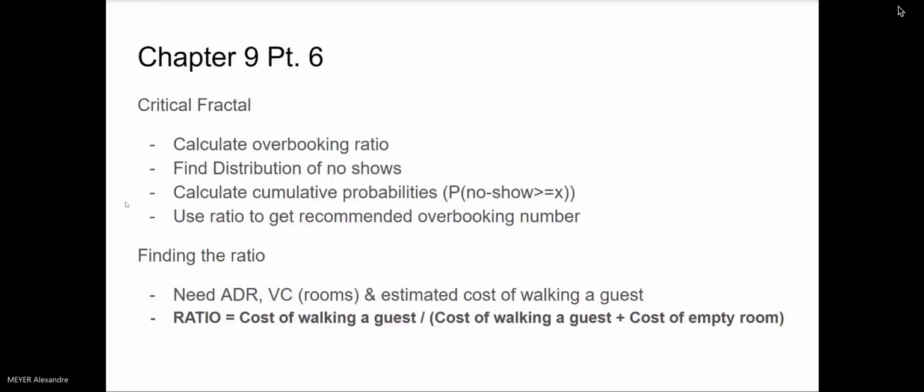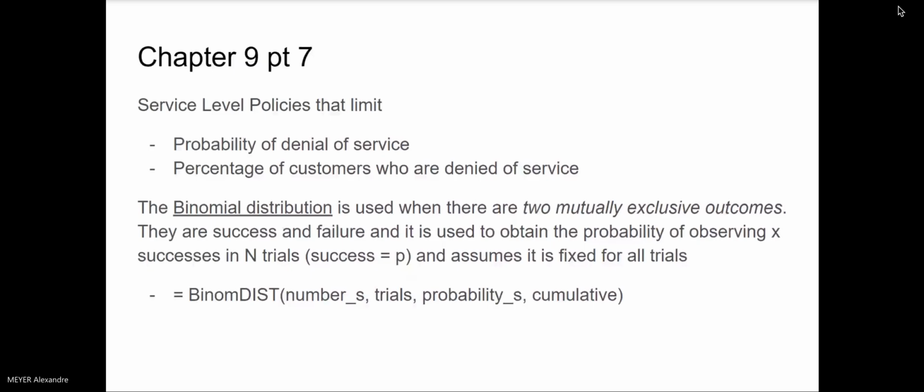Service level policies that limit overbooking: especially if you're using the hybrid method, you have service level policies that will be a constraint. First of all, there is the probability of denial of service and the percentage of customers who are denied service. We will look at that, but these two points relate to the dissatisfaction of guests, and I have an example that looks at the service levels that you can refer to.